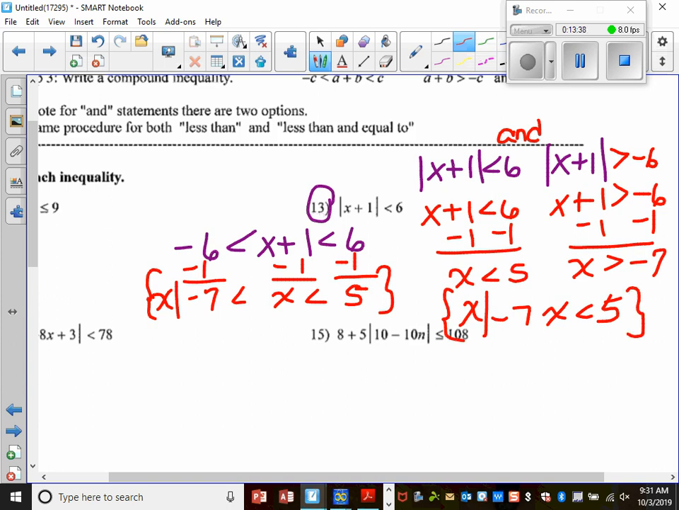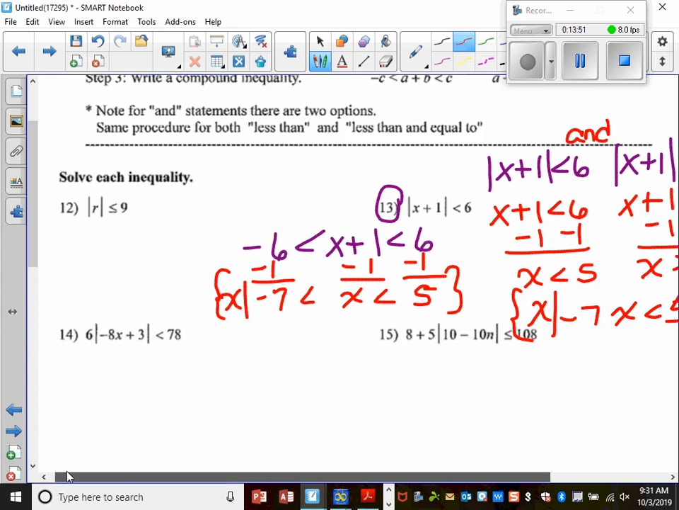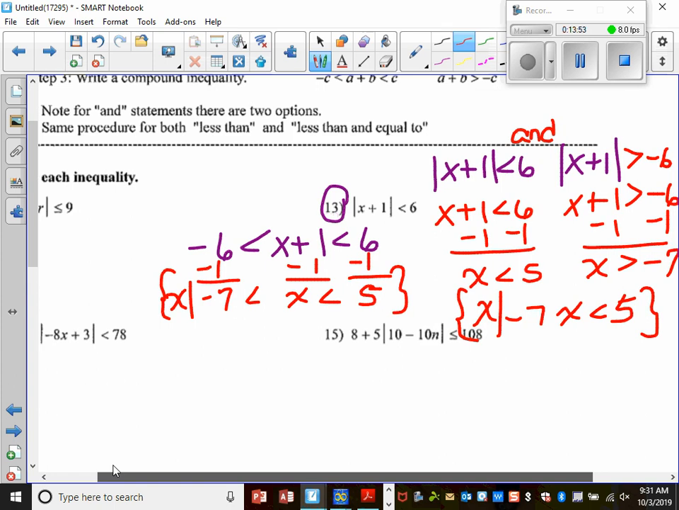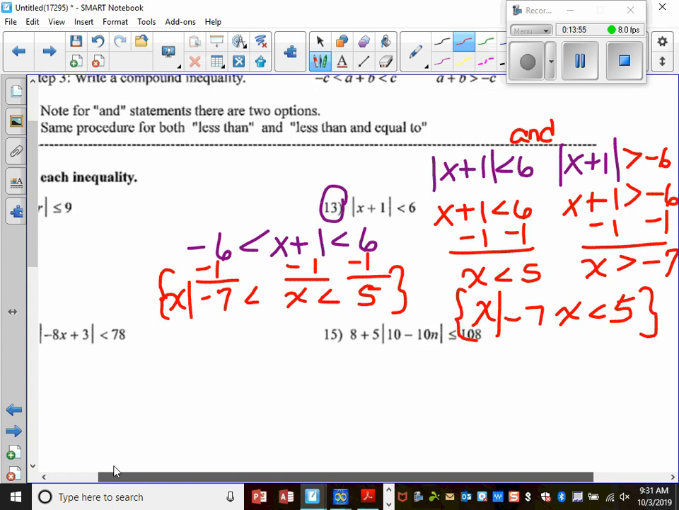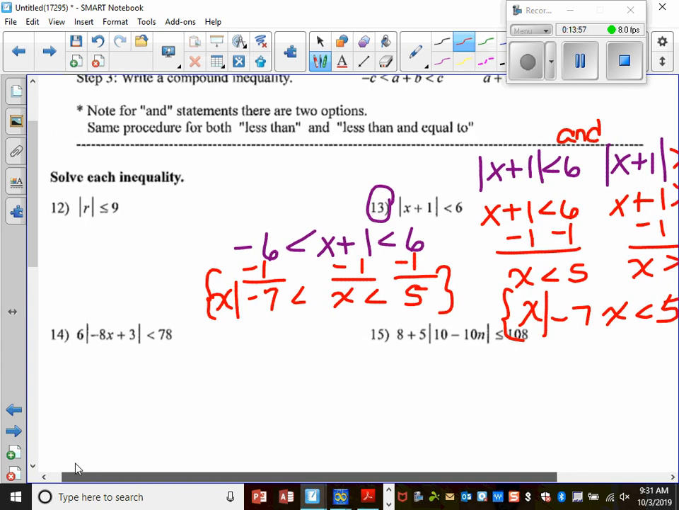Okay, so it really doesn't matter which option you choose. If you want to write it as two separate problems, just making sure you switch this to greater and then negative, you can definitely do that. Okay. All right. Let's move on to question 14.